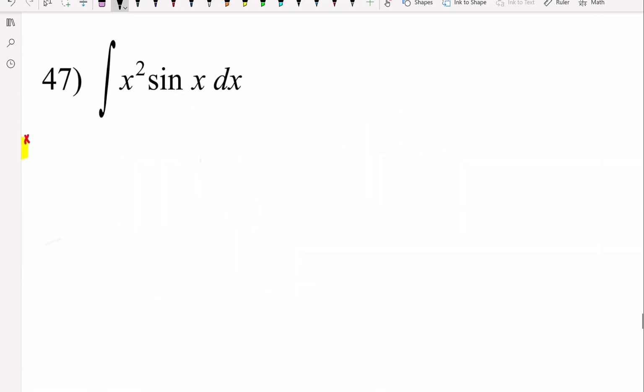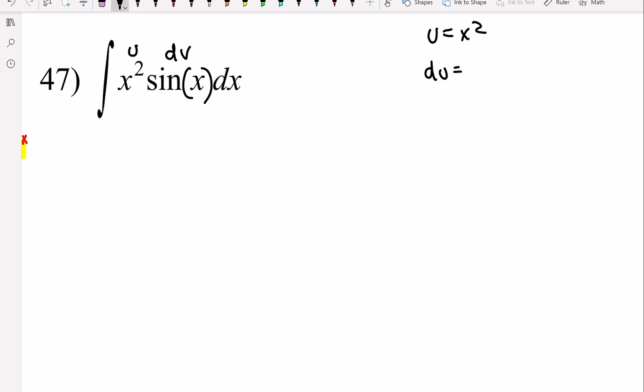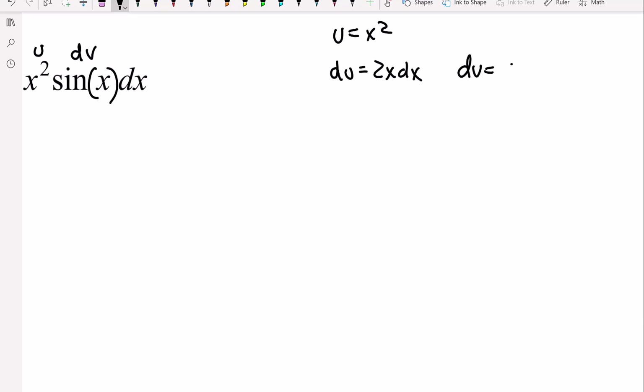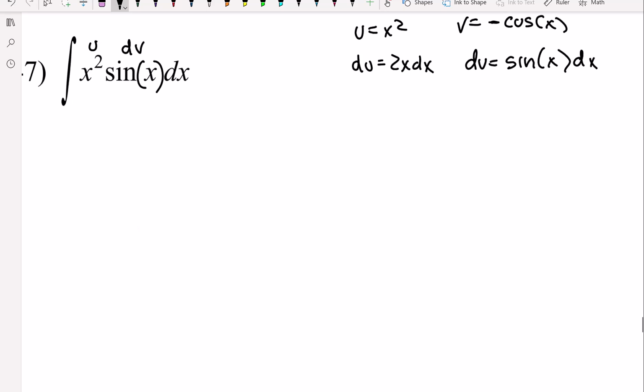All right, we're going to do one more. That's, I think, going to be another double. So this is going to be our u, this will be our dv. So our u is x squared, our du is 2x dx. Our dv is, now this one's a little bit tricky. Remember, the derivative of cosine is negative sine. So since that's a positive sine, that means our v would be negative cosine, because the derivative of negative cosine would be positive sine. All right, so let's get started.